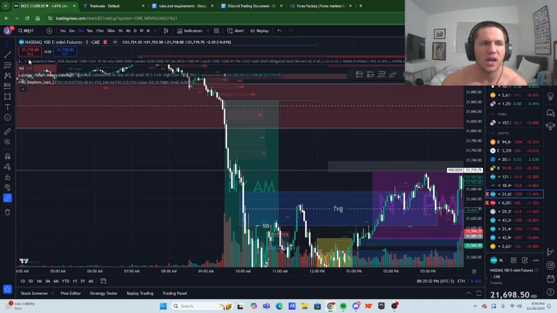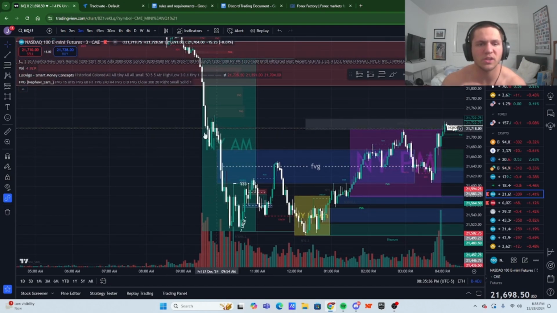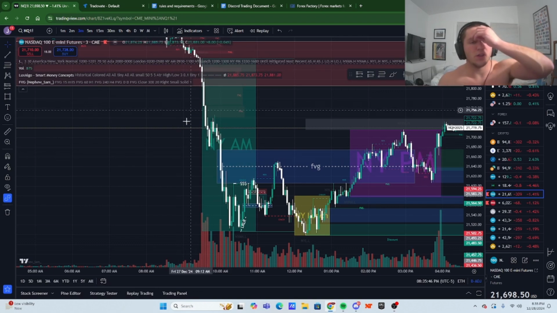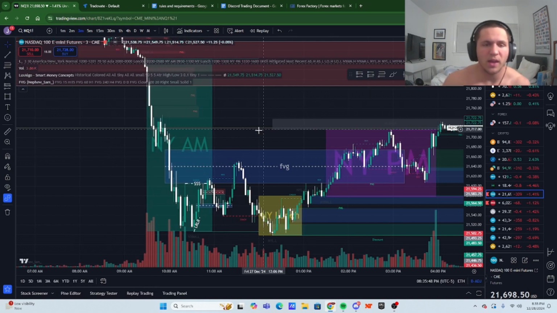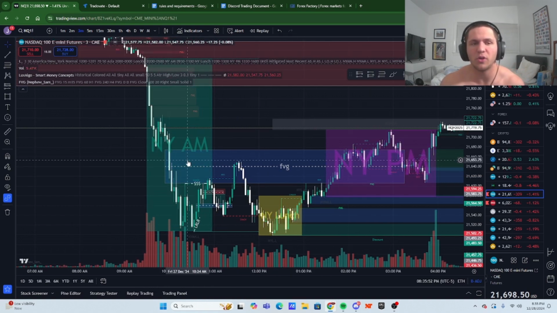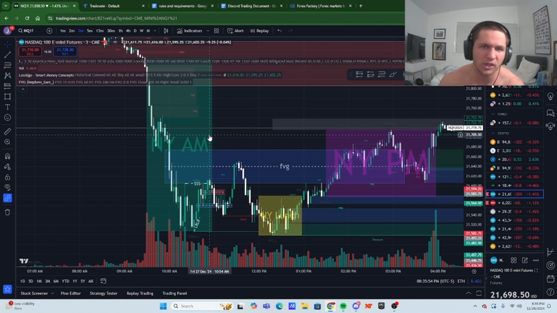And then lastly, I have the ICT kill zone settings, which is why this box is New York AM, this box is New York lunch, and this box is New York PM. We only trade the New York AM session, which is 9:30 a.m. to 11 a.m. So we only trade in that time frame, and that's really important because that's when the stock market opens, and there's going to be a lot of volume and volatility in the futures market during that time period. So yeah, this is what TradingView is.